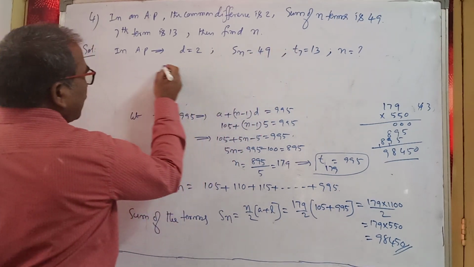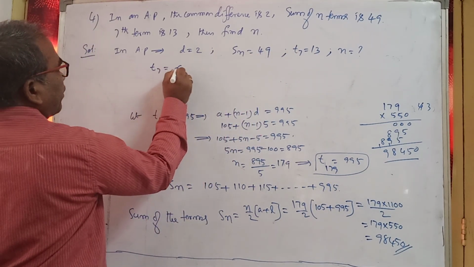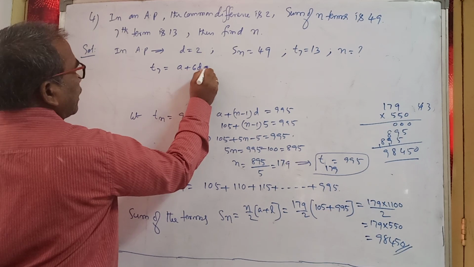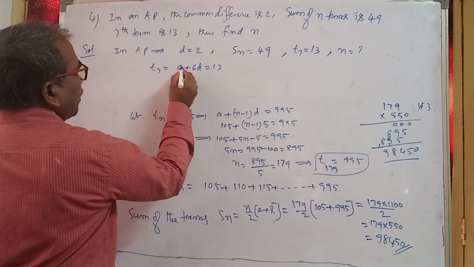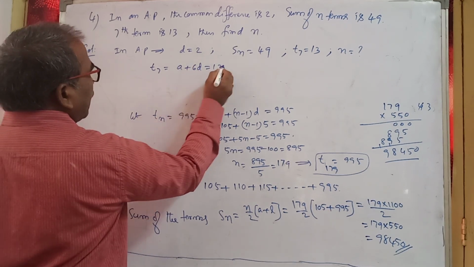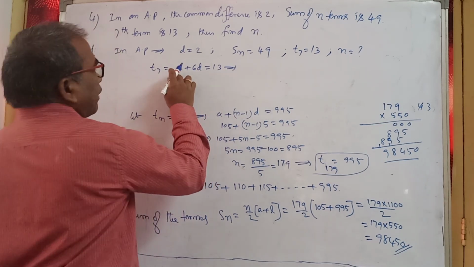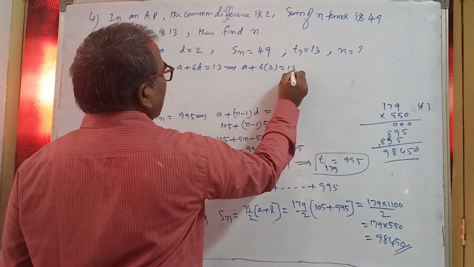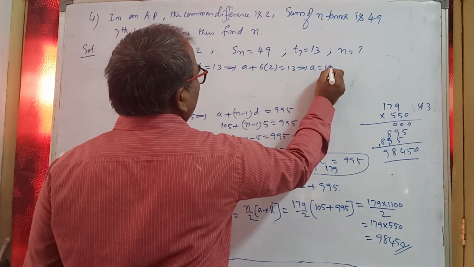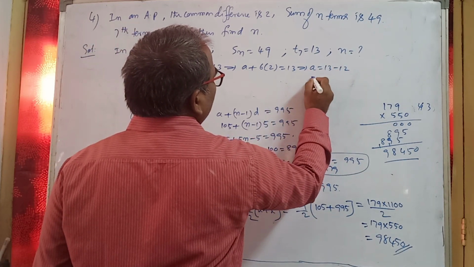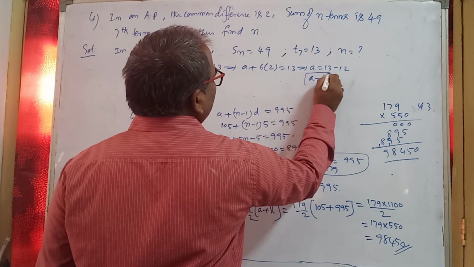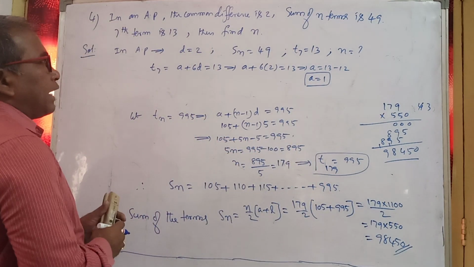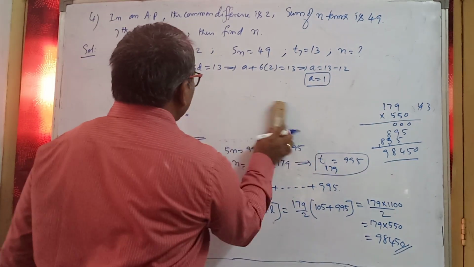First write T7. What is the T7 formula? a plus 6d, which is given as 13. If you put the d value here, you would get the a value. So a plus 6 into 2 is 13, so a is equal to 13 minus 12, a is equal to 1. Once you know a and d, you can find any term.